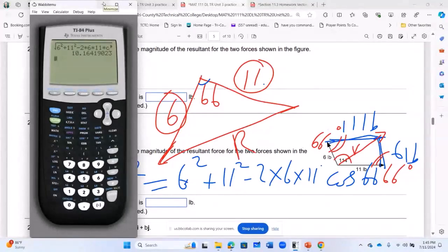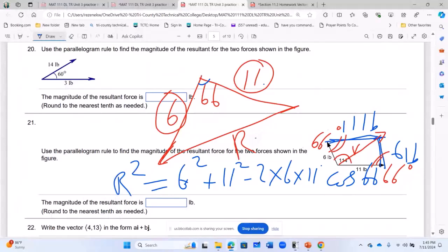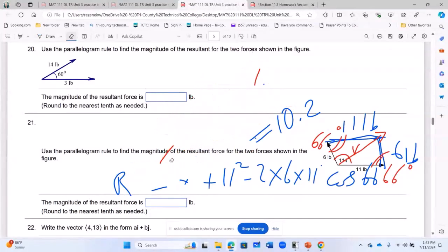Therefore, the resultant force is 10.16. To the nearest tenth, 10.2. 10.2 pounds is the resultant force. All right, so we have done two parallelogram laws. The next thing we want to do is Heron's formula, so find the area of a triangle by Heron's formula. So let's find a question on Heron's formula here.